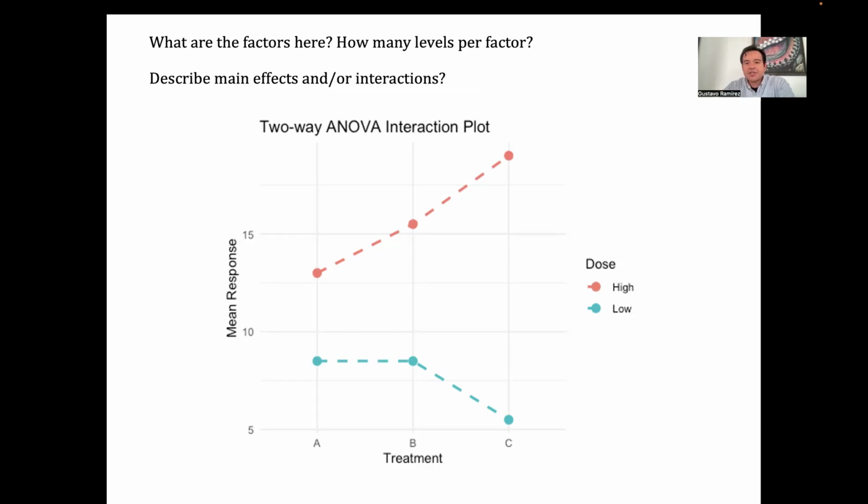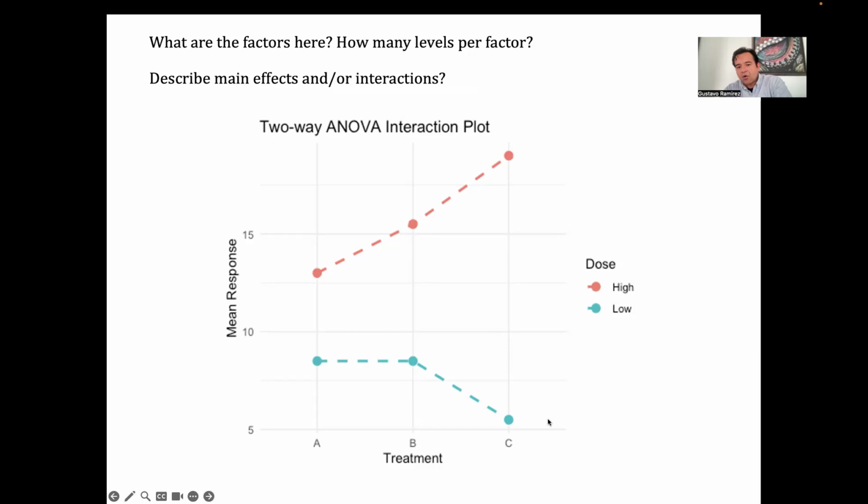All right, in terms of interaction here, I think that it's pretty clear, right? We see that going from treatment B to treatment C, so a different level for one factor, right? Treatment B is level B for factor treatment. Treatment C is level C for factor treatment. Switching between those two levels of that factor gives us differential outcomes of the other factor. The other factor is high dose and low dose.